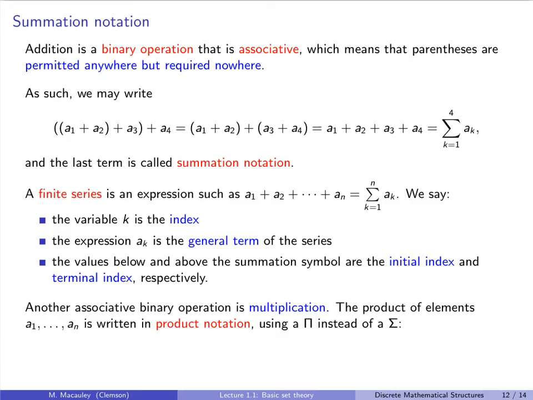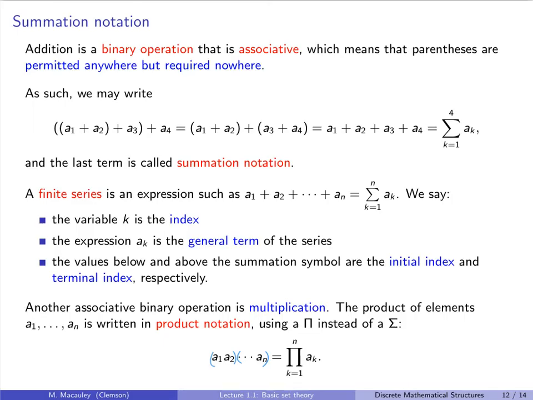Another associative binary operation is multiplication. The product of elements a1 up to an is written in product notation using a capital pi instead of a capital sigma. For example, the product of n elements, a1, a2, all the way up to an, we write with this product symbol from k equals 1 to n of a_k. And of course, we can put parentheses anywhere here that we want, though they are required nowhere.